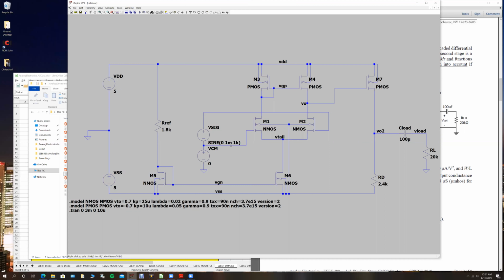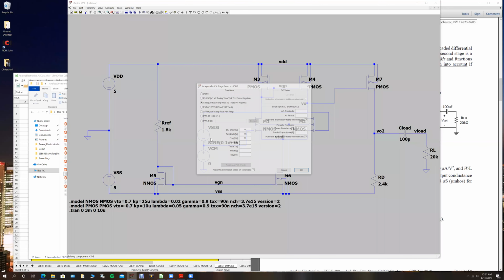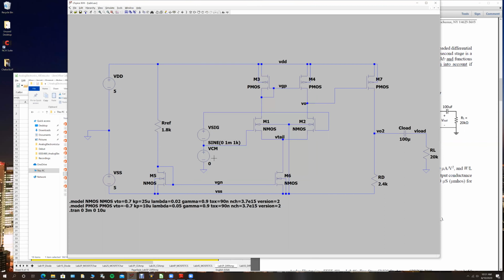We're applying a small input. Now the gain's going to be quite high here because we have two stages. So we want to put in a small input signal, in which case I've done 1 millivolt amplitude with a frequency of 1 kilohertz. And the common mode offset voltage is set to 0 because we showed in lab 5 that that's sufficient for a small input signal. If I make this input signal large, then you have to increase VCM.